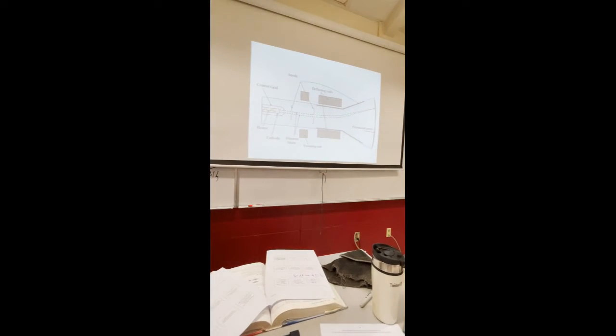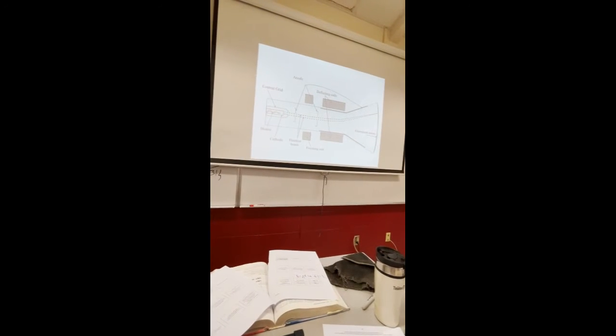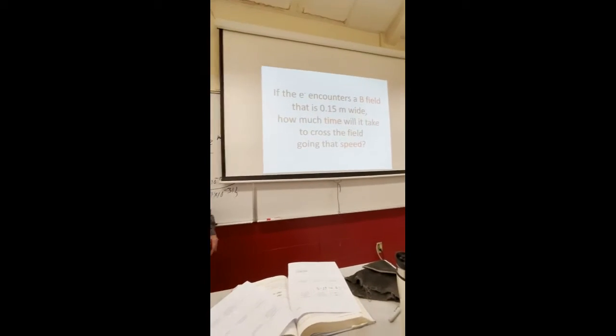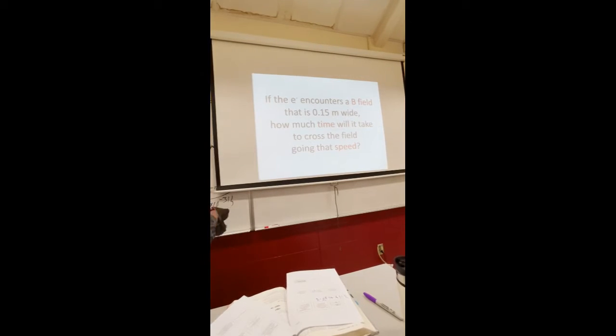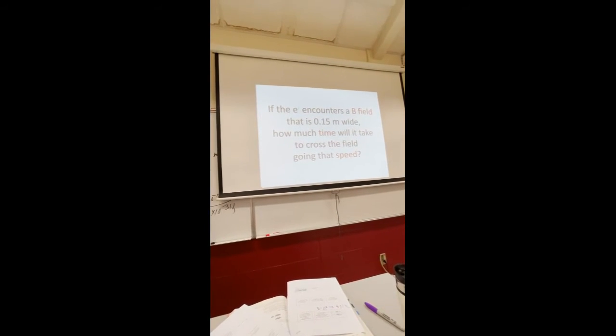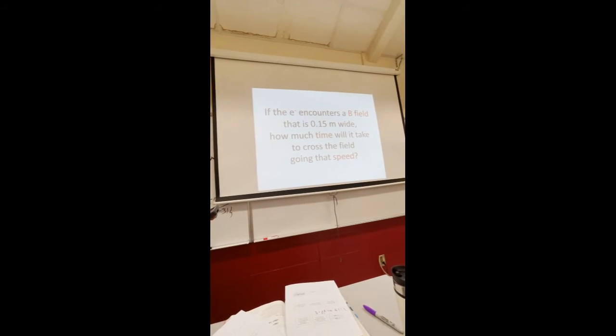Okay, so I have to come to the left. There it is. And then twice. Okay, if the electron encounters a magnetic field that's that wide, how much time will it take to go across going that speed? It'll just be equal to d over t, right? Yep.